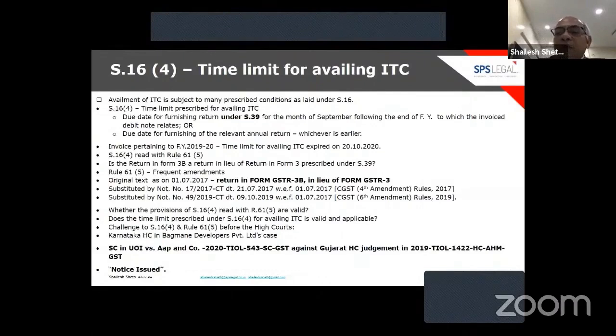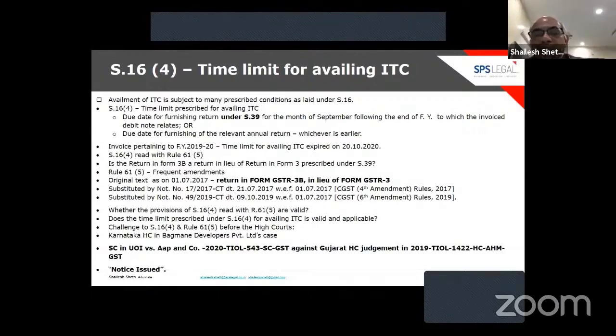The words used are not "in lieu of". What has been done is this, that if the taxpayer is filing 3B, then the Commissioner will notify that he need not file 3. It means the intention is this, that 3B is replacing 3. Can it be done so? And whether it is really so?